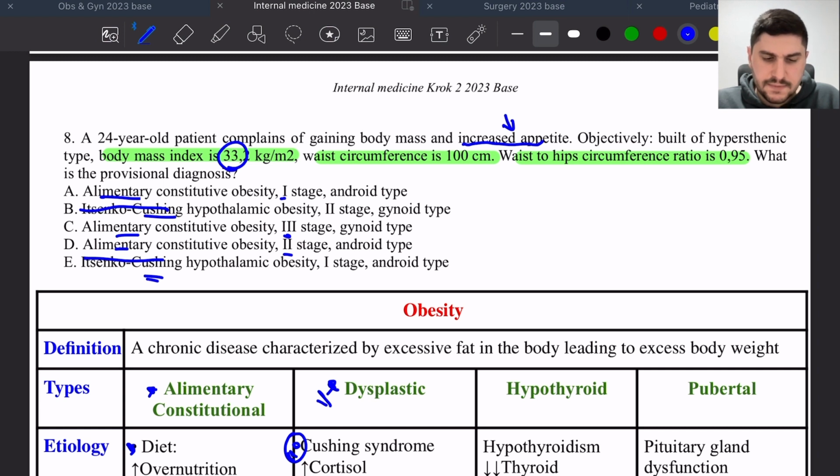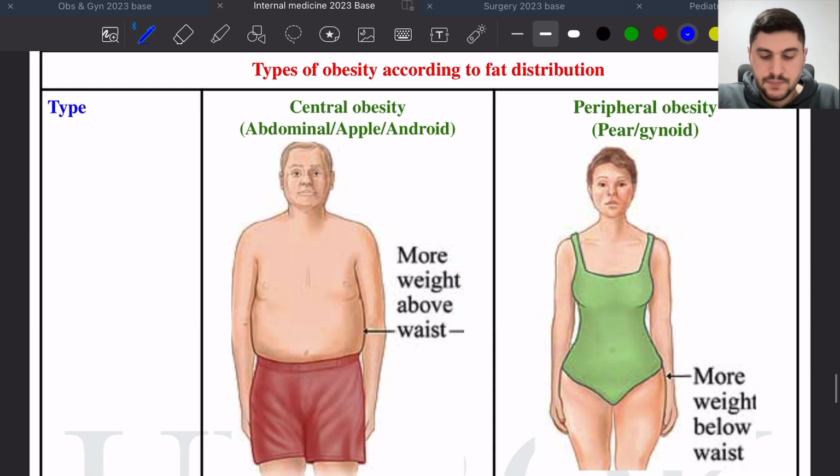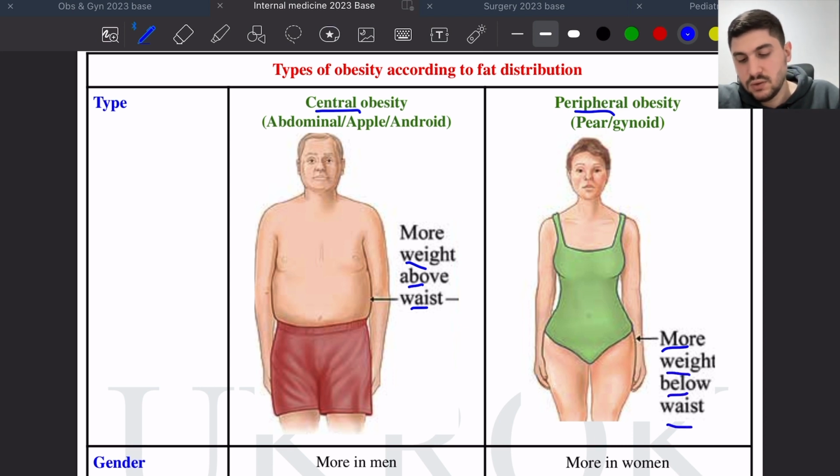So based on this, we can say that the answer is A, and we don't need to solve further because these are not true. But we see what is the difference between android and gynoid type of obesity. We have here type of obesity according to the fat distribution. If there is central obesity, it means that more fat is above the waist. Peripheral obesity, it's more fat or more weight below the waist, right? Hips and so on.